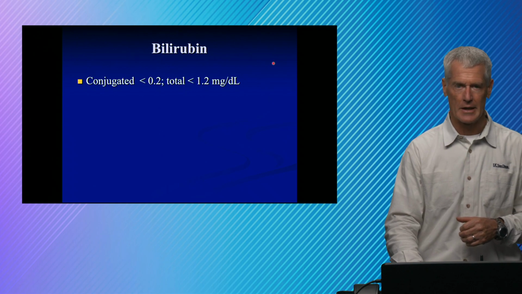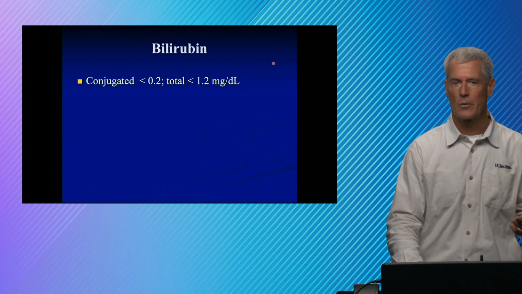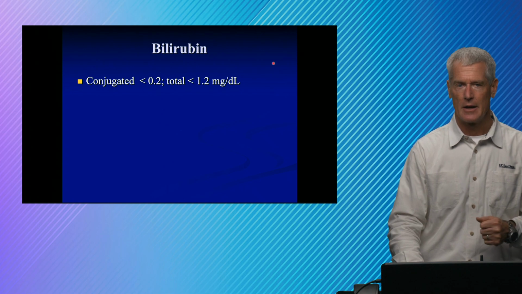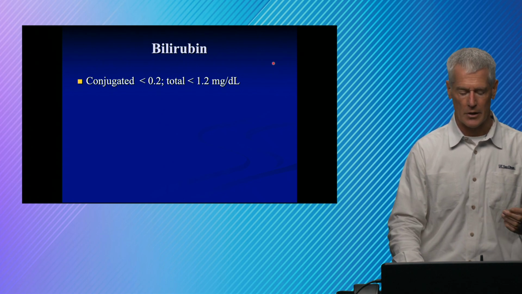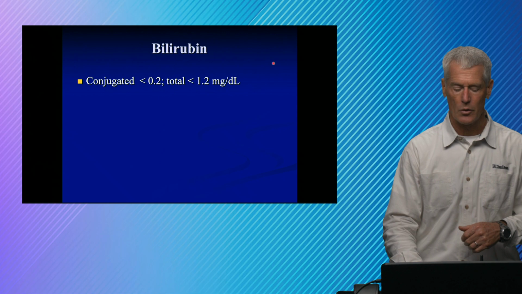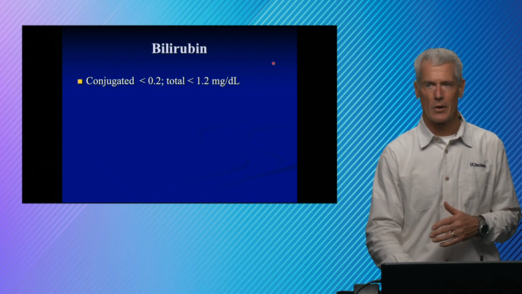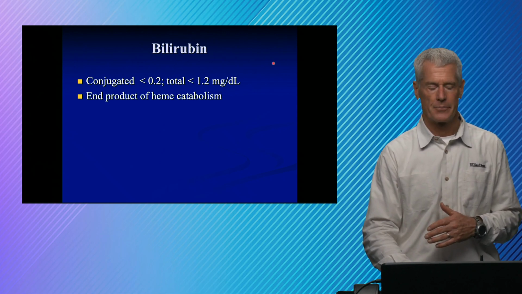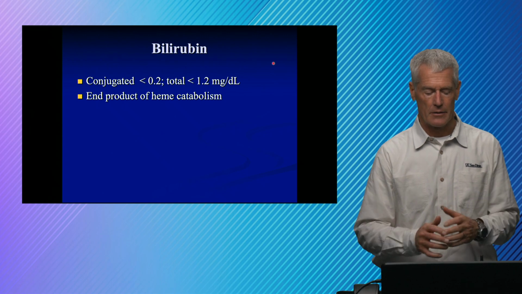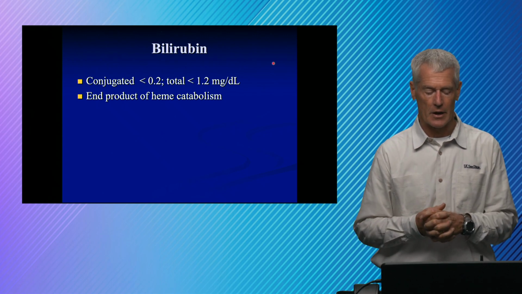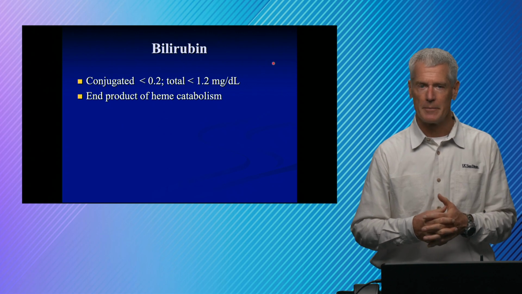And just to focus in again, we typically measure two forms of bilirubin, a conjugated (direct) and a total. Total is typically less than about 1.2 milligrams per deciliter. And we simply subtract out the conjugated from the total to get the unconjugated or indirect bilirubin.